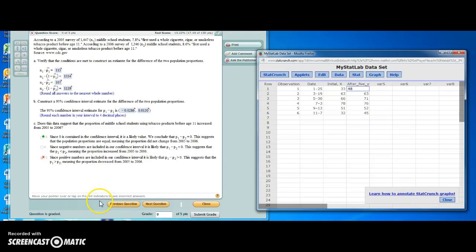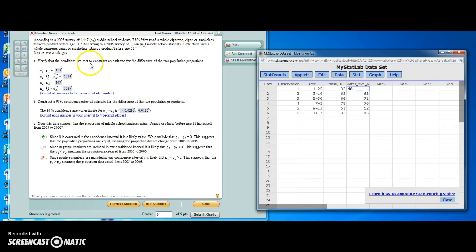Let's try this one from the final exam review. This one tells me in 2005 there was a survey of 1,447 middle school students, and 7.8% had used tobacco before age 11. And then it was repeated in 2006 to 1,246, and 8.6% reported them.